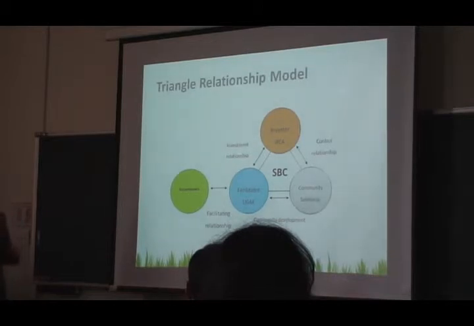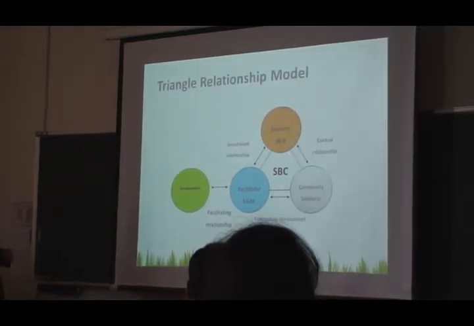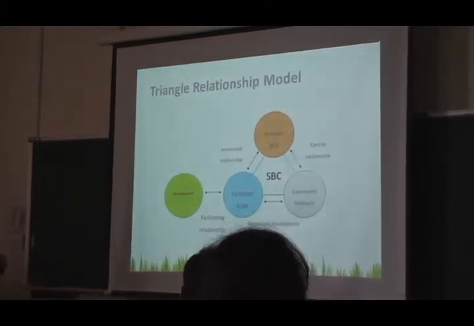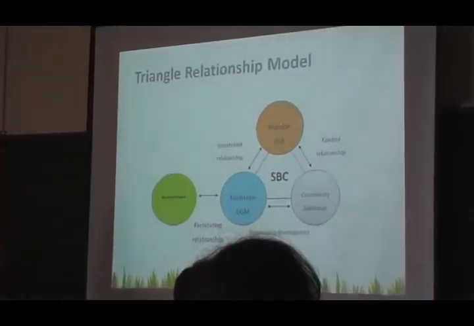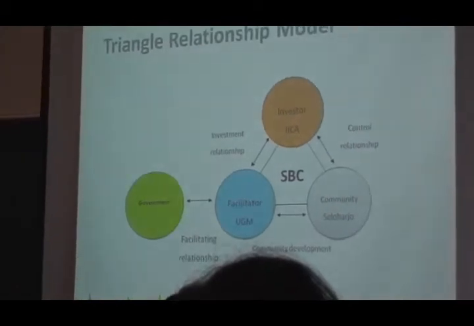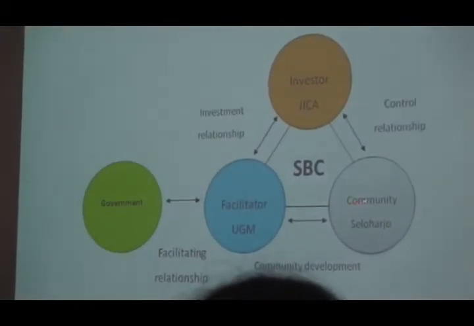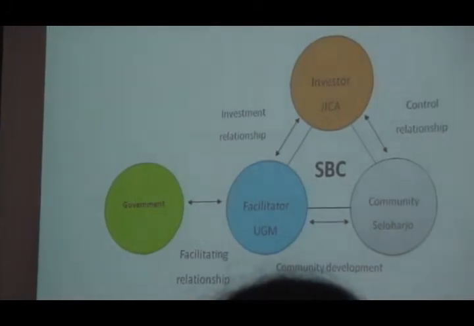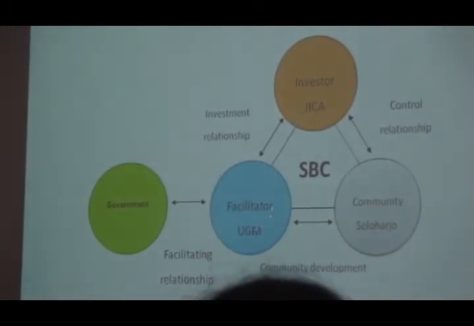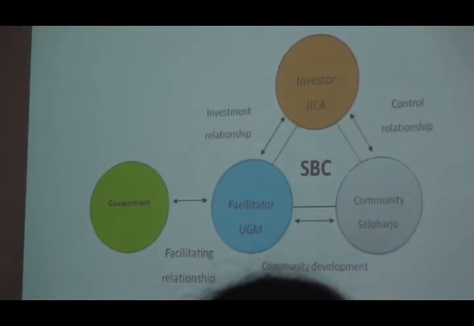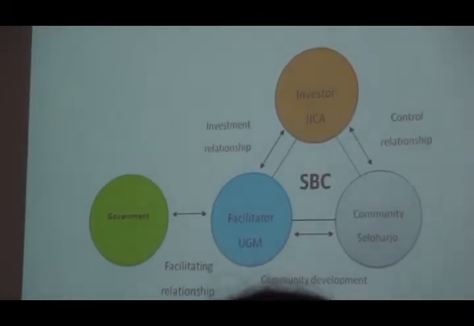There are several partners related to each other to run the Selo Harjo Business Center. The first one is the investor itself, which is in Selo Harjo. This is JICA, Japan International Cooperation Agency, and also the facilitator, and also the community, Selo Harjo itself, and also the government. The facilitator here is very important to carry out the activity of community empowerment.